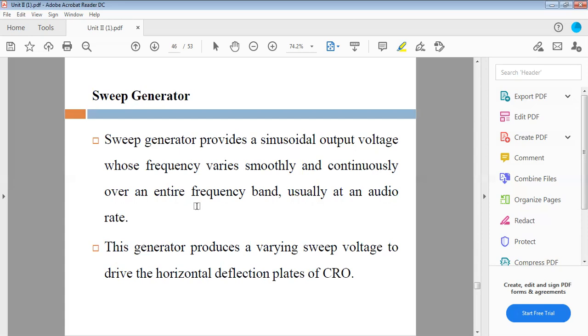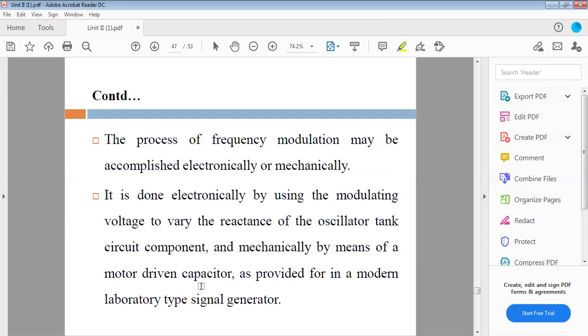Next, where do we use the sweep generators? We use them for producing the varying sweep voltage to drive the horizontal deflection plates of the cathode ray oscilloscope. Next, the output of a sweep voltage will be modulated, and a frequency modulated wave will be generated. This frequency modulation can be done either electronically or mechanically. It can be done electronically by using the modulating voltage, which is used to vary the capacitance or reactance of the oscillator tank circuit, and mechanically by using a motor driven capacitor.